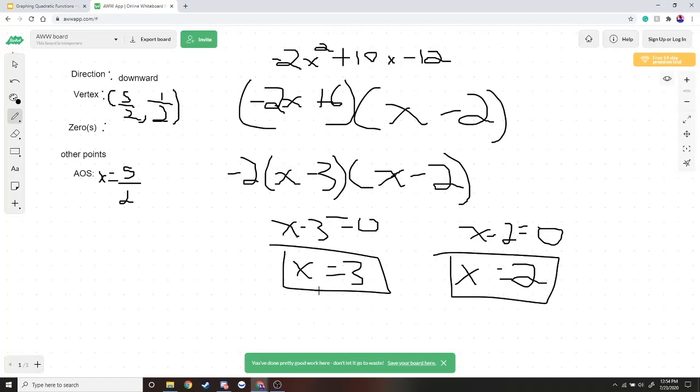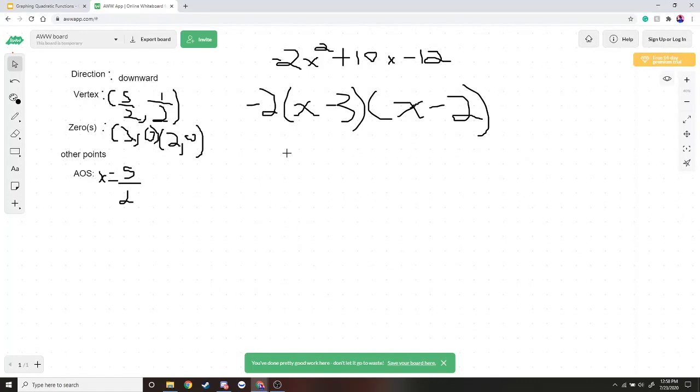We already know that the zeros mean where it hits the x-axis, which means that y is 0. So our point is going to be (3, 0), because x is equal to 3. And our other point is going to be (2, 0), because x is equal to 2. So our two zeros are (3, 0) and (2, 0).